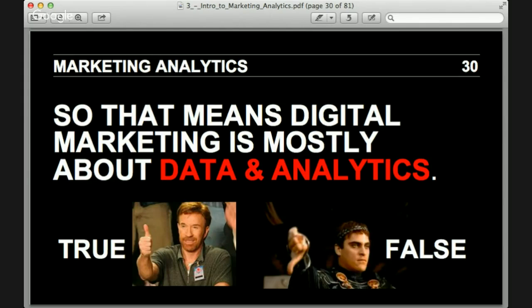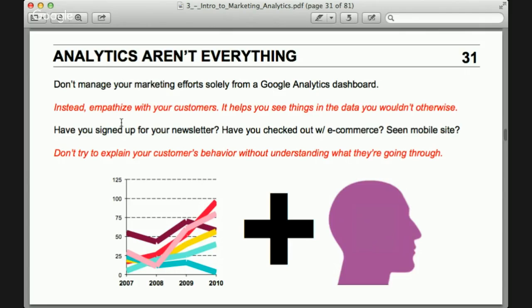So essentially, analytics aren't everything. You cannot manage your digital marketing efforts solely from a Google Analytics account or from any specific account. You always need to think at every single function that you do when you go back to your company on a day-to-day basis, or you're planning to launch a company. You always have to think about how to empathize with your customers, right? It's called an empathy map for a reason, because we always want to think about our customer interactions.